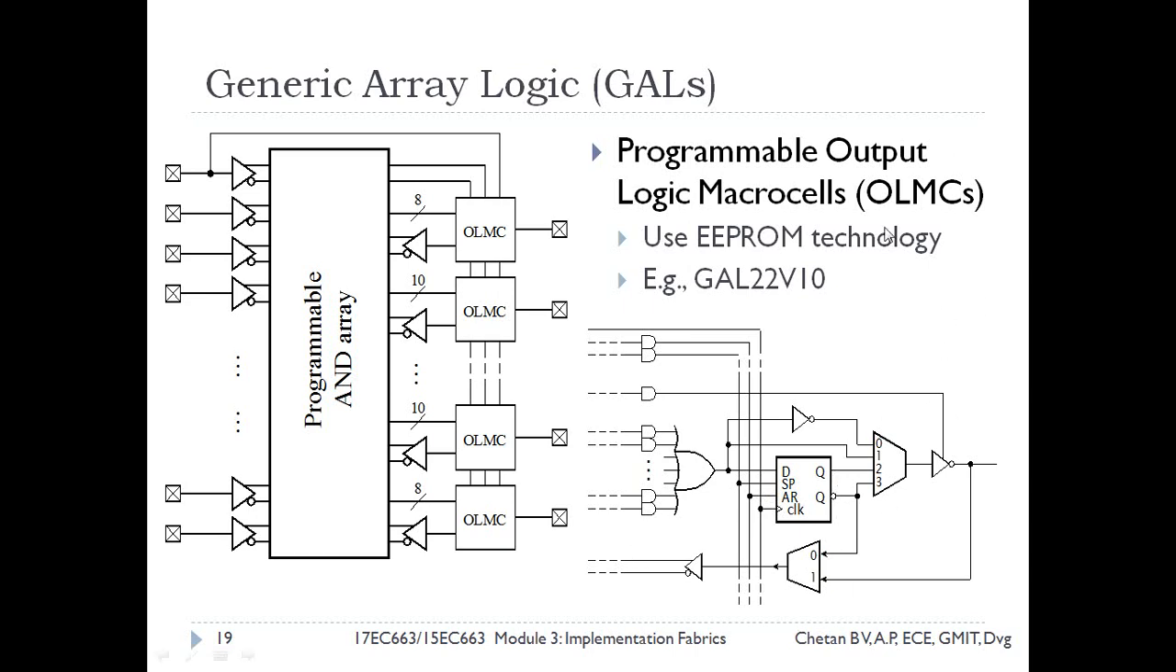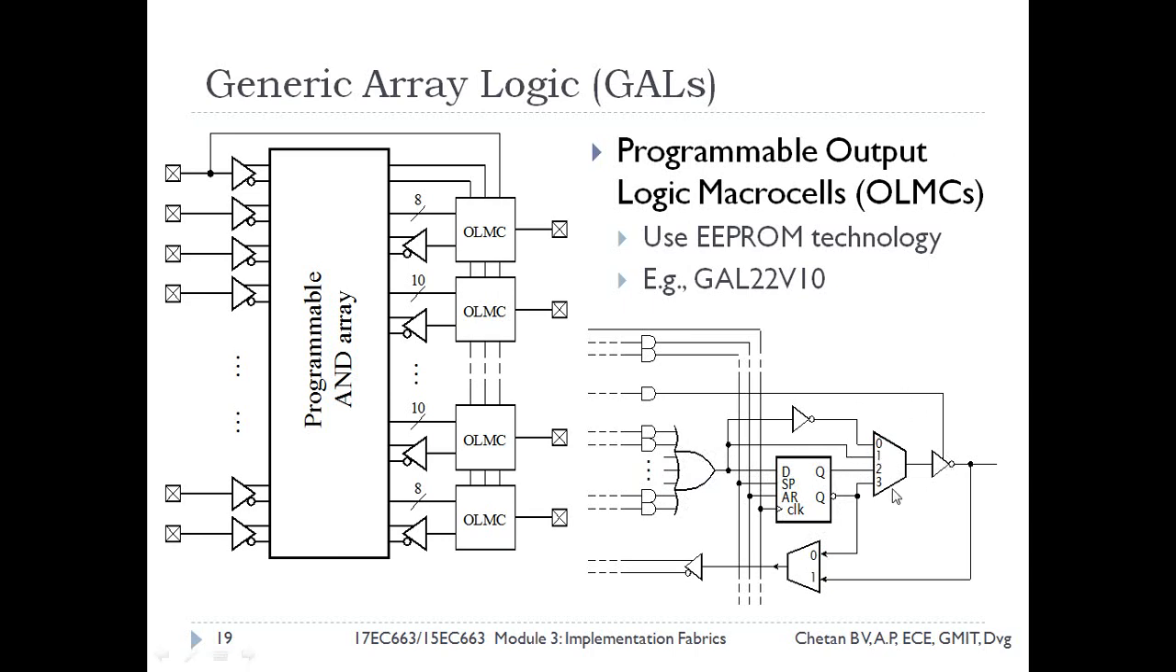Using this output multiplexer, we can provide combinational output. That is, the output of this OR gate can be directly made available to the output tri-state driver, or else we can make a registered output. Registered output means the output of the OR gate is fed to this register first, and the output of this register is fed to the tri-state driver.